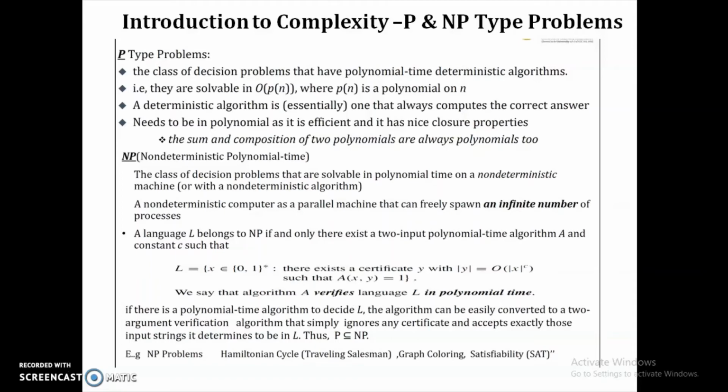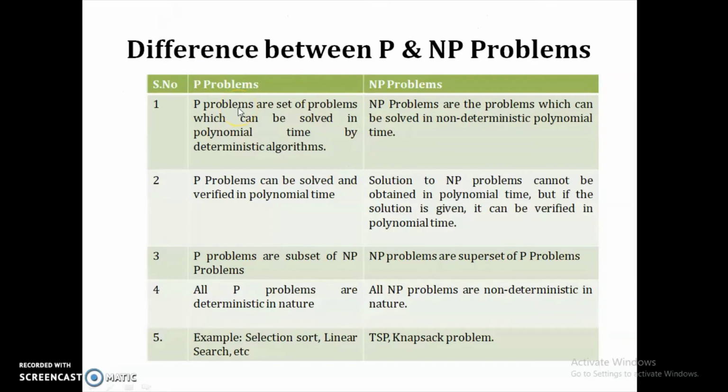So this non-deterministic polynomial time class is a superset of P-type problems. That means out of all the problems in NP type, some of the problems are checked and found to be solvable by a deterministic algorithm, and they are categorized as P-type problems, right? So the difference between P and NP problems is that P is a set of problems which can be solved in polynomial time by a pure deterministic algorithm. Here, NP problems cannot be solved in polynomial time by a deterministic algorithm, but can be solved by non-deterministic polynomial time algorithms.